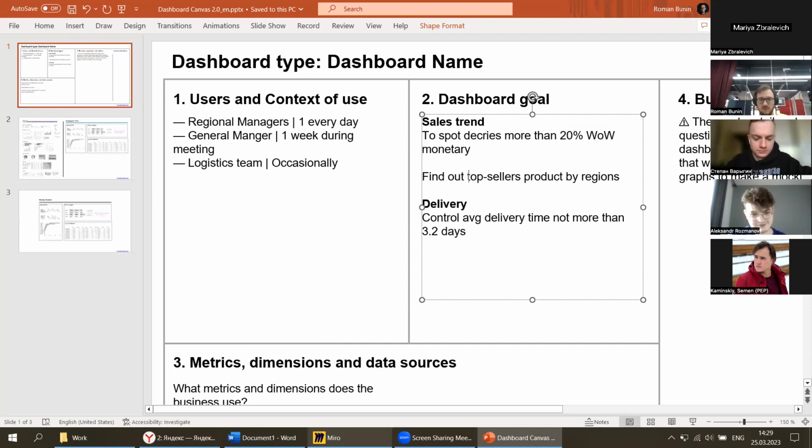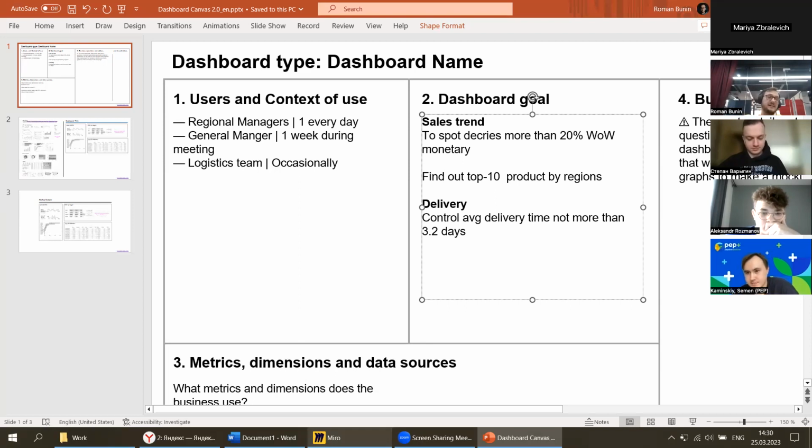In real life I would clarify what top sellers means, because it could be in monetary terms or order terms, amount of pieces, and I would limit it to, I don't know, top 10 or top something. We haven't verified it with a business user, but I would say finding out the top 10 products is going to be okay. Also in monetary terms. How do you think? Is it okay to find the top 10 products by monetary terms, or is it not okay?